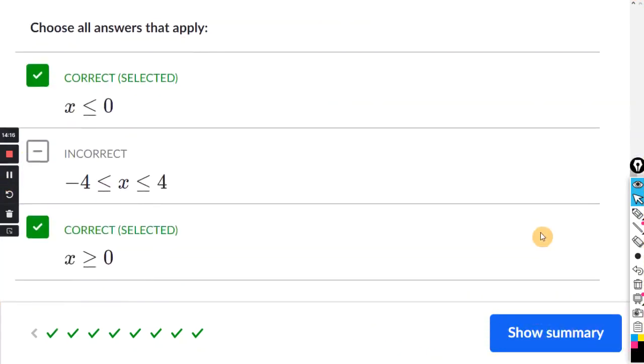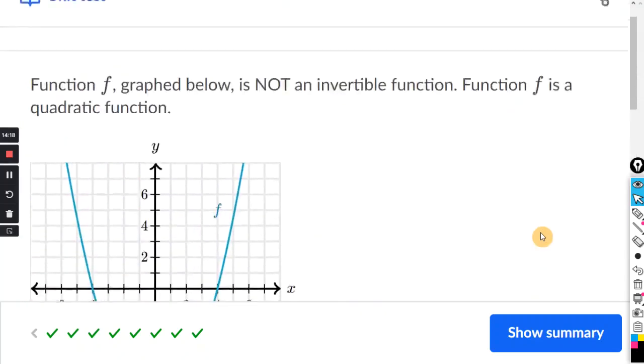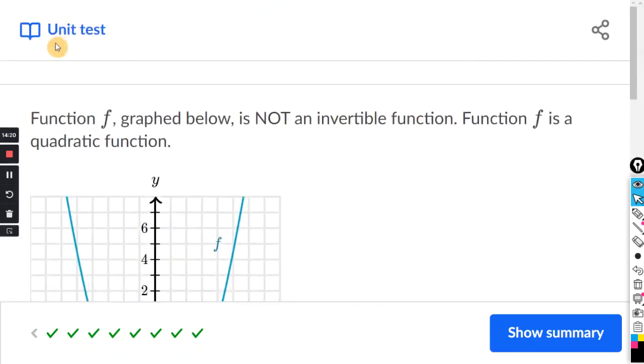All right, so there you go. For the unit test, they don't include everything on each unit test. You really should take it at least twice because they're going to give you different problems when you take it the next time around.